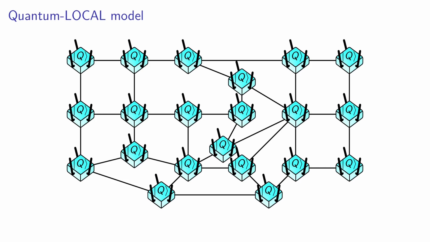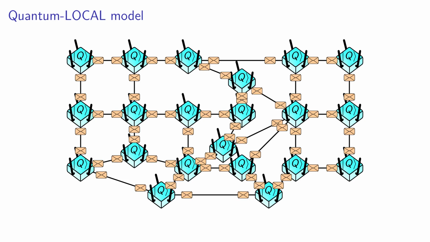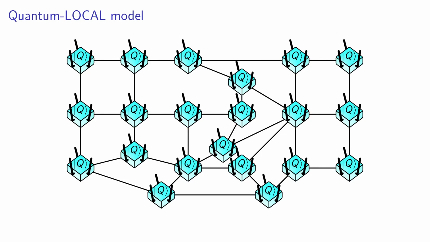And now computation proceeds just like in the local model. So first each computer does some local computation, this time possibly a quantum computation, and prepares messages for their neighbors. Note that these messages may contain some quantum information that is entangled with the state of the quantum computer. And then these messages are exchanged and the computers update their states, just like in the classical local model. So the main difference between classical and quantum local models is just that in quantum local we have quantum computers. And what this allows the computers to do is to produce some sort of entanglement with their neighbors.